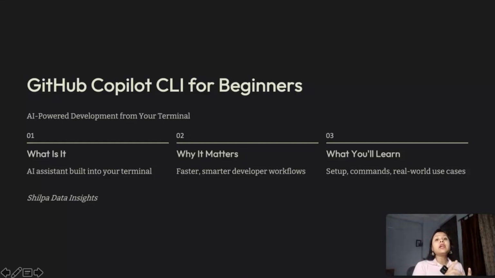So what is GitHub Copilot CLI? This course is dedicated to GitHub Copilot CLI. So first of all, you have to understand what is GitHub Copilot CLI. It's basically an AI assistant which is built in your terminal. Terminal is like, if you're using an IDE called Visual Studio Code, you have a terminal where you can just type and you can get the results out of it, right? So that is what GitHub Copilot CLI is.